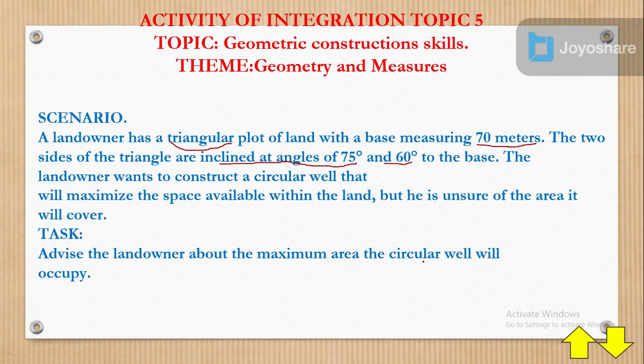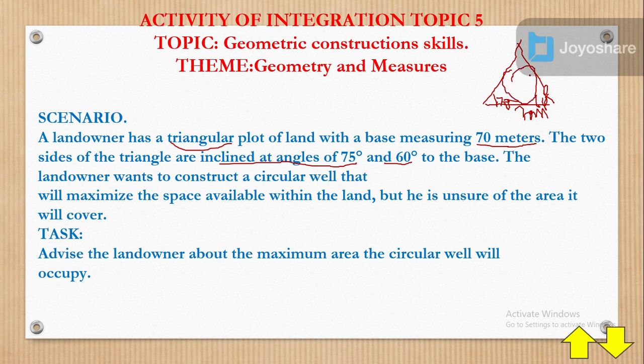Now, what you should know is that this landowner has a triangular piece of land with two base angles of 75 degrees, and at the top an angle of 60 degrees. The base is 70 meters. They want to build the circular well inside.